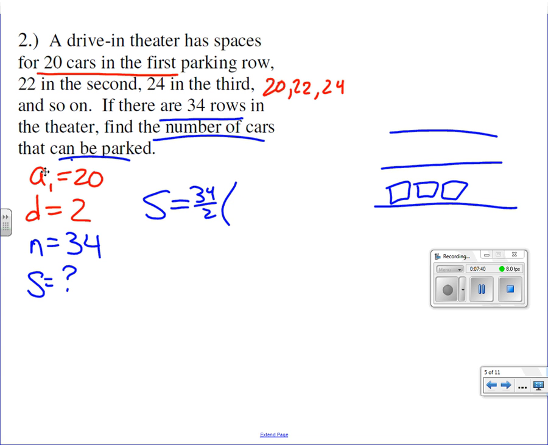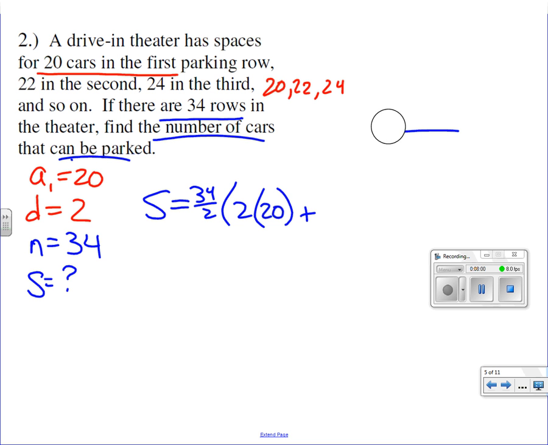So this one's kind of new. This one, you don't need as much stuff for it. So let's try it. So N over 2 stays the same. 2 times A1. Do I know what A1 is? 20. Plus, do I know D? Yeah, what is it? 2. Do I know N? Yep, 34 minus 1 gives me what? 33. Okay, do I have all numbers over here now? Yes.